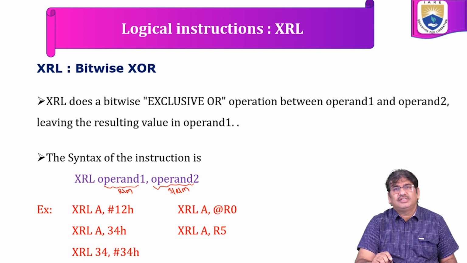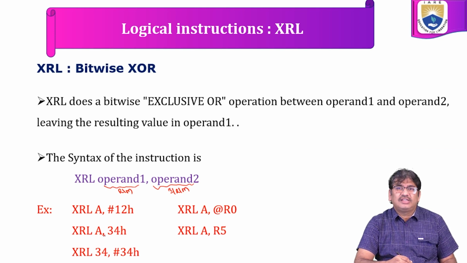A few examples for this instruction are XRL A, #12H. Here the contents of the accumulator will be exclusively ORed with the 12H immediate data, and the result we can see in the accumulator. XRL A, @R0. Here the contents of the accumulator will perform logical exclusive OR with the contents of the memory location whose address is specified in R0, and the result we can see in the accumulator.